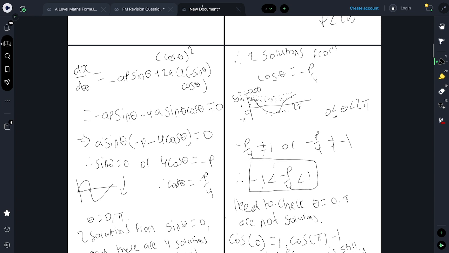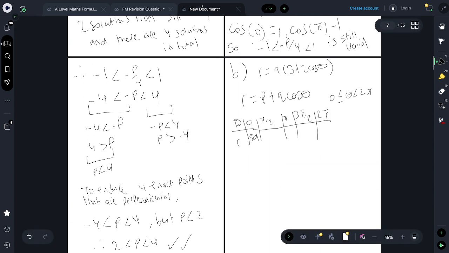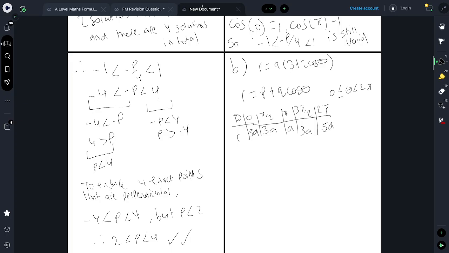Pi over 2, again, you can use the cos graph that we just drew up there. So pi over 2 would be 0, cos of pi over 2 would be 0, so it'd be just 3a. Cos of pi would be minus 1, so 3a minus 2a would be just a. 3 pi over 2 would then go back to 0, so that'd be 3a again. And 2 pi would be 5a. And it's kind of symmetrical, right?